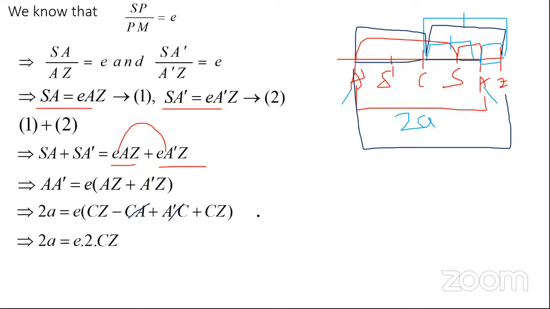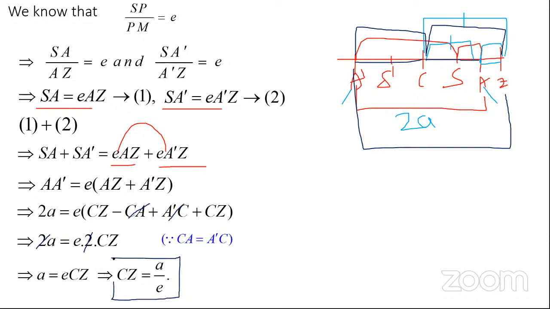I will get CZ plus CZ, 2CZ, and 2A equal to E of 2 CZ. That is nothing but CA equal to A dash C. So A equal to, I'm cancelling 2 here also, so then A equal to ECZ. So then CZ equal to A by E.